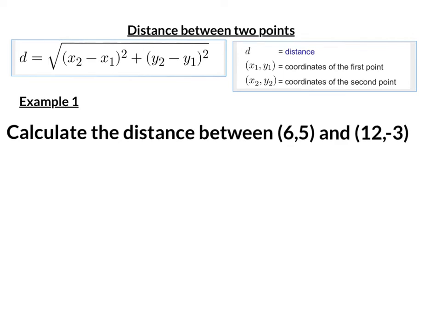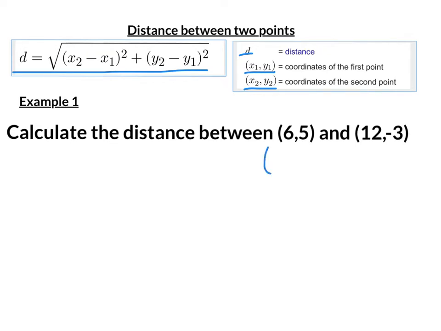In this video, I'm going to work out the distance between 2 points using this formula here, where d is the distance, x1, y1 is the first coordinate, and x2, y2 is the second coordinate. So let's use this formula to work out the distance between the 2 points given.